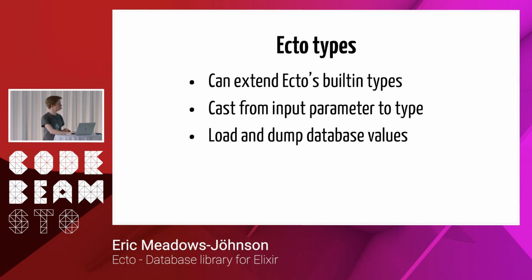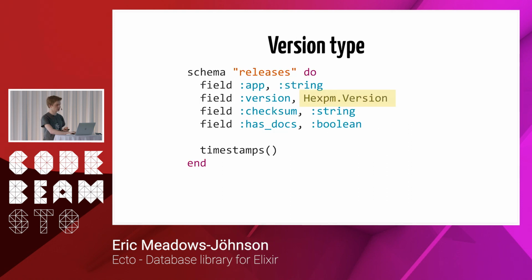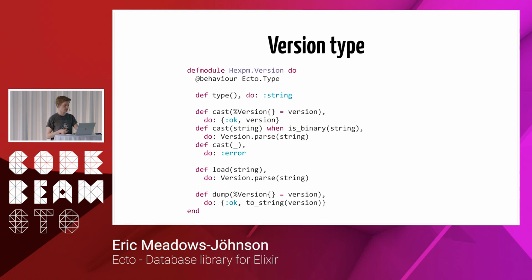And to show custom Ecto types, I want to show an example. This is an example from Hex, where we have package releases. And in Hex, we work with semantic versioning. And we use Postgres. Postgres, unfortunately, doesn't have a type for semantic versioning. So instead, we use the simple string type, and we use a custom Ecto type to convert between a semantic version struct and a normal string. And this implementation looks something like this.